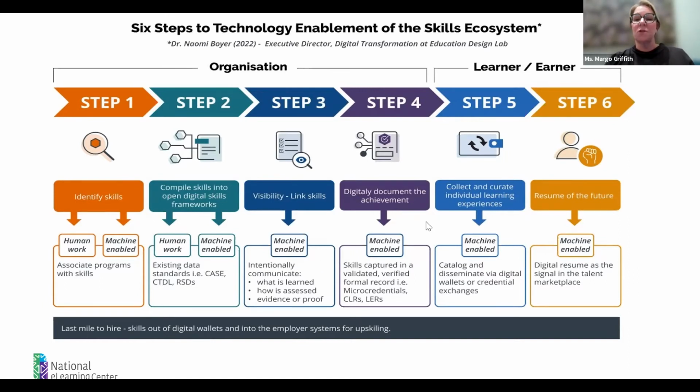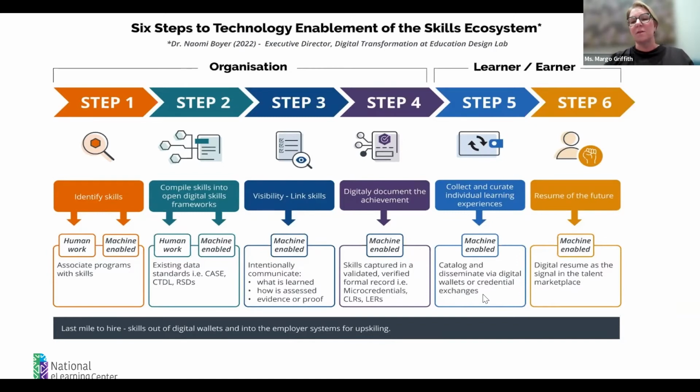And then we need to digitally document the achievement. How are these skills captured in a validated, verified, formal record of learning? The learner profile that Donna referenced, the digital wallet, the comprehensive learner record. And again, there's a lot of work being done in this very area, because into the future, this particular step, being able to document and share your digital achievements, is going to be, I think, the linchpin of how we move forward. And the last one here is around that cataloging, right?